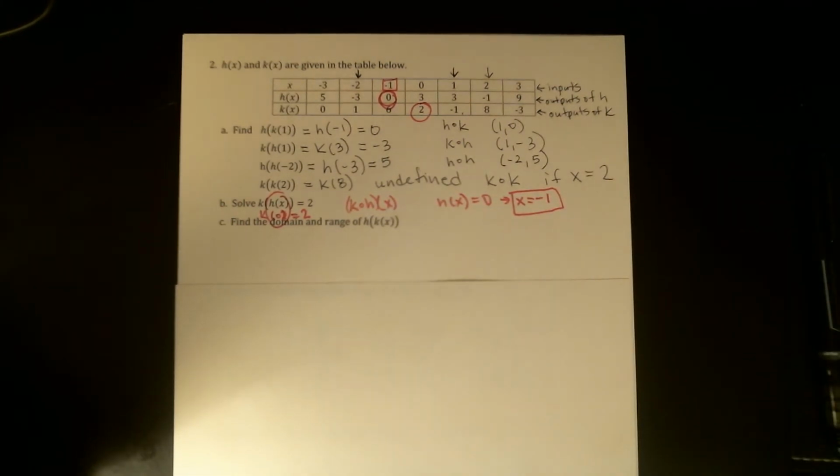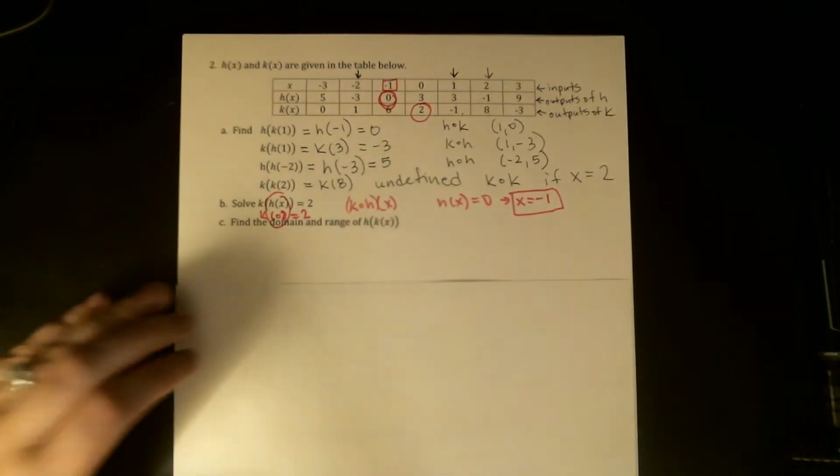Okay, last part for this table, and I think this again is really good. Tables can be a really nice sort of simplified way of looking at what happens with composition and why we get weird domain problems. So domain and range of h of k of x. There is a really limited set of possibilities.